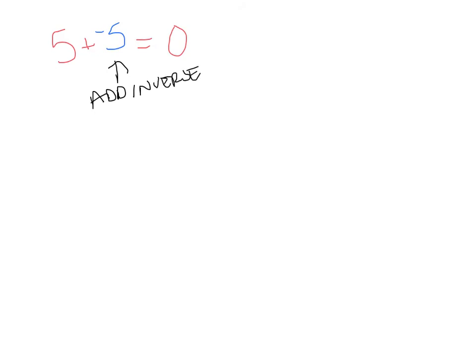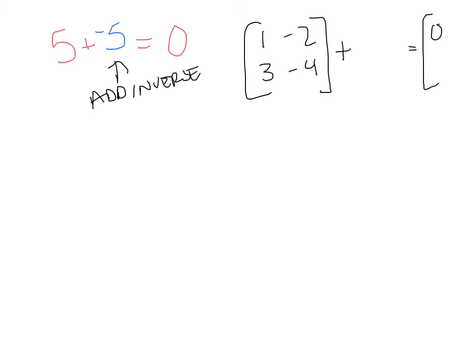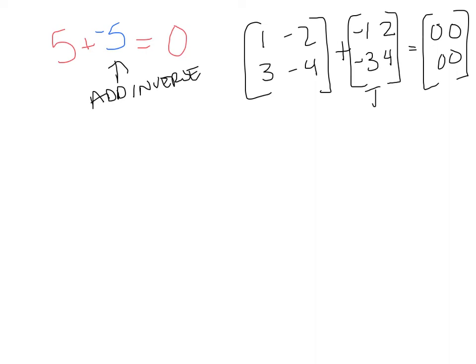Now, matrices have additive inverses as well. So if we had, let's say, the matrix 1, negative 2, 3, negative 4, we would go, okay, well, what do we need to add to this in order to end up with a matrix that's 0, 0, 0, 0? Well, basically, we're just looking for the inverses of all those. So this would be a negative 1, that would be a 2, that would be a negative 3, and that would be a 4. So this matrix right there is the additive inverse of the original matrix that we started with.